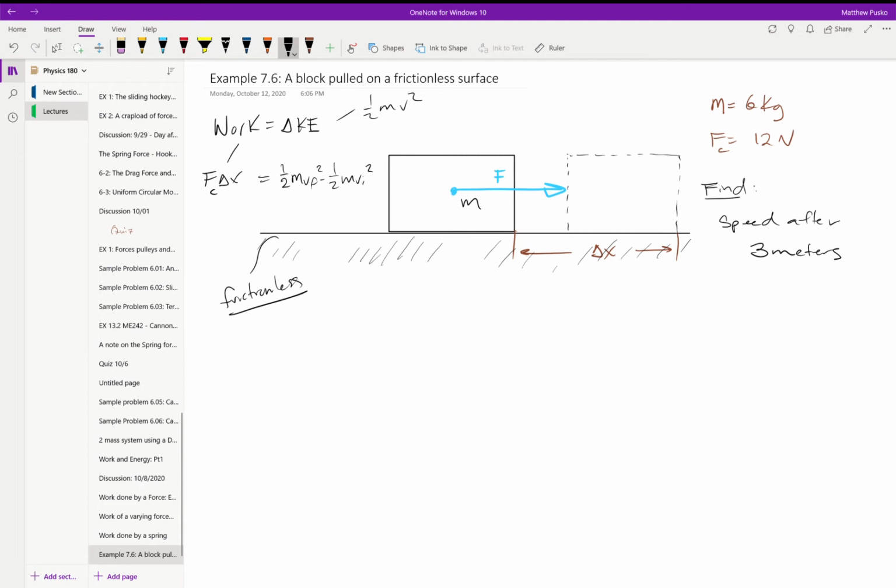What we have is a mass or a block. We have a force pulling it to the right, and we know the magnitude of the force. It's 10 newtons. We also know the mass. They want to know, what's the speed after 3 meters? We normally figure out what the acceleration is and then use a kinematic formula. But we don't have to. We can just use the principle of work and energy.